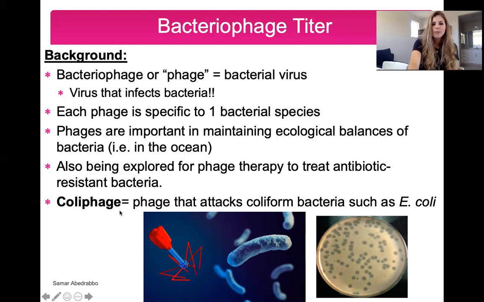Coliphage is a phage or a bacterial virus that specifically attacks coliform bacteria. We learned about coliform bacteria with water testing. Coliform bacteria are facultative anaerobic organisms that are gram-negative rods that ferment lactose and produce acid and gas when they ferment lactose and grow at 35 degrees Celsius for 48 hours. I'm saying this again as a review from that lab. There are phages that are specific for coliforms. So maybe if you have coliforms blooming in a certain water source, you can use coliphage to control the amount of coliform bacteria you have.